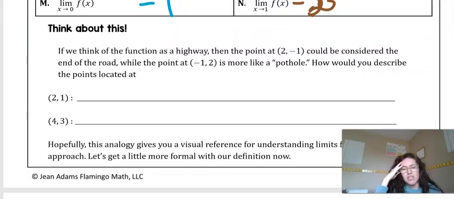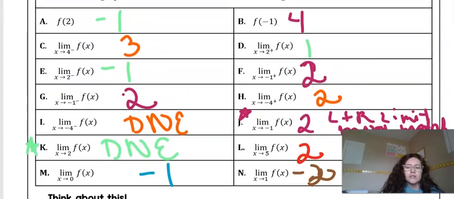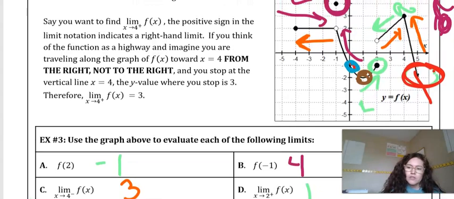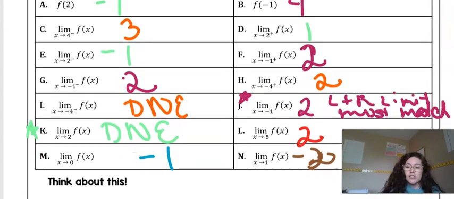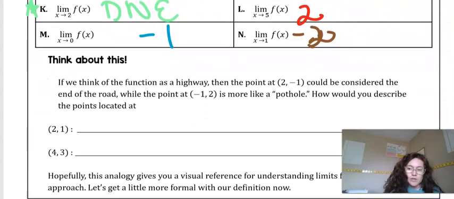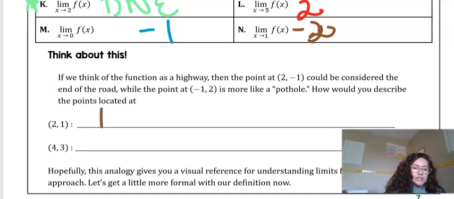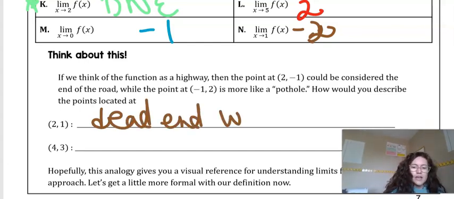Think about it. First of all, two weird situations. At 2, -1, we had a situation there. At 2, -1, that's where we had the jump, right? And then at 2, 1, it just came to an end, okay? So that's where we have a 2, 1. We're going to say we have a dead end without a barrier.